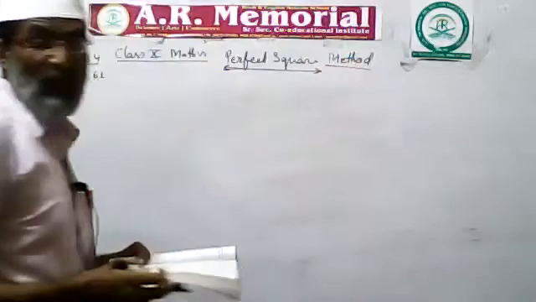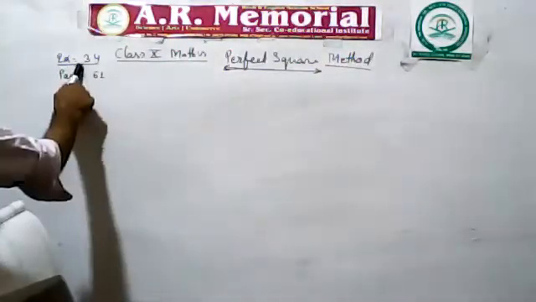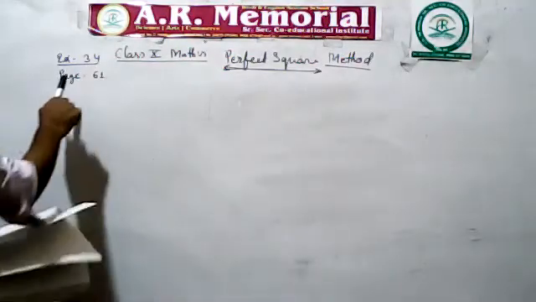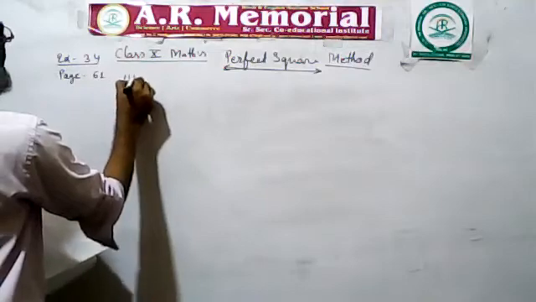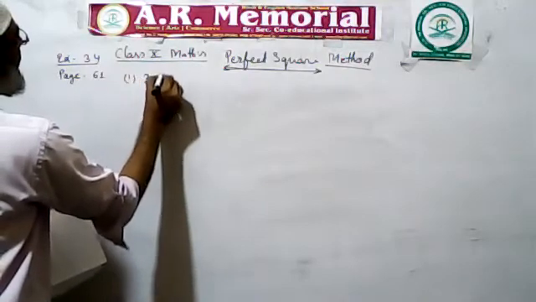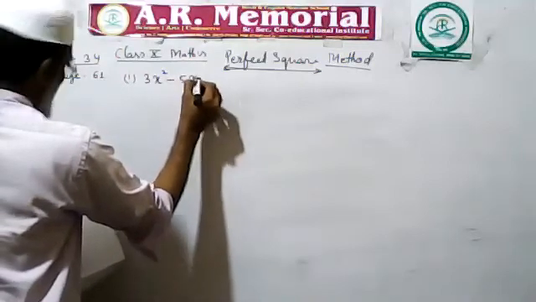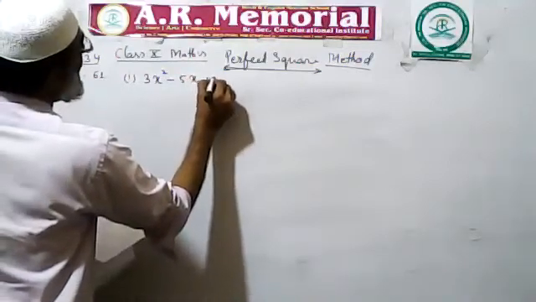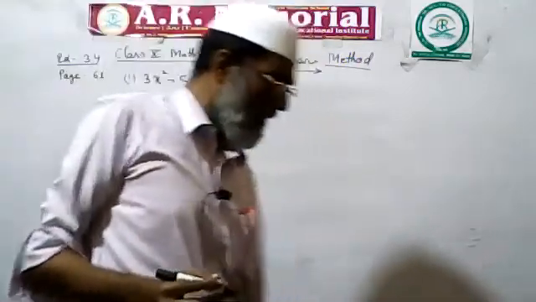Sir, how can we do it? Take a question. The very first question, exercise number 3.4, page number 61. The question given is 3x square minus 5x plus 2 is equal to 0. It is a quadratic equation.